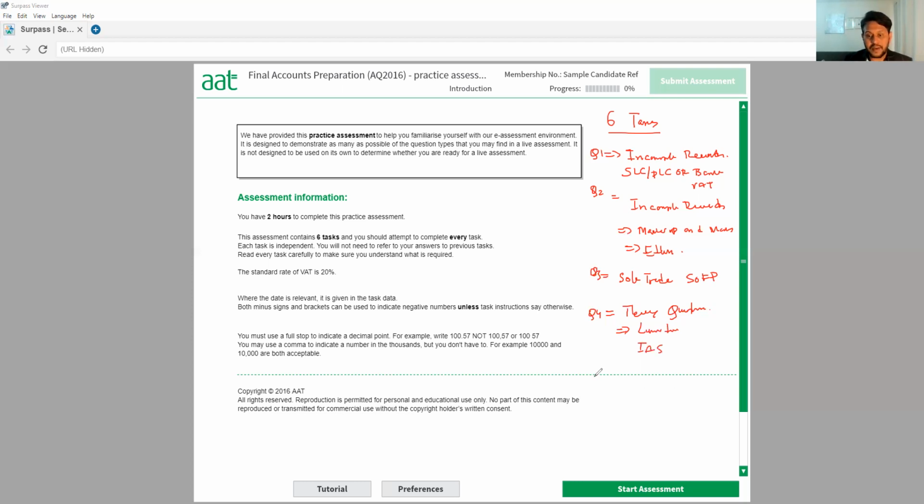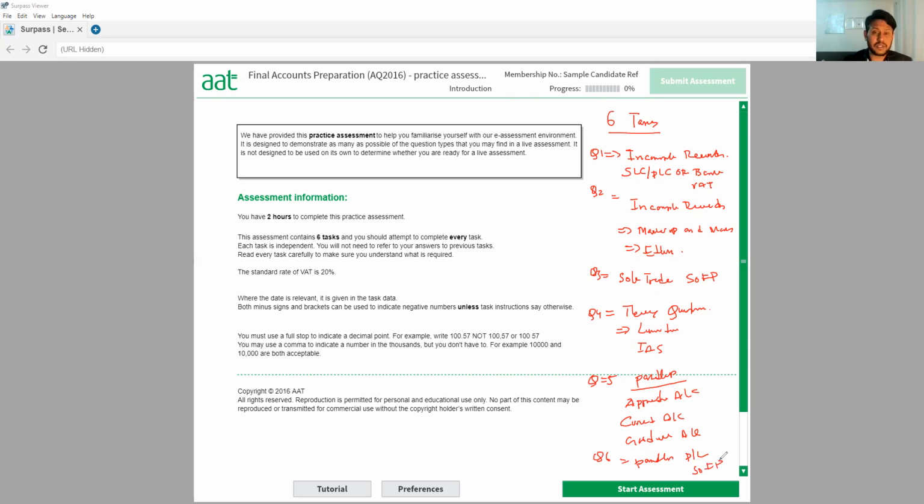And question number 5, this question will be from our partnership. Question number 5 will be partnership, and here we have to do the appropriation account. We have to do the current account. We have to know how to do the goodwill account. And finally, question number 6 will be from the partnership again, but this time we have to make either the profit and loss account or the SOFP.